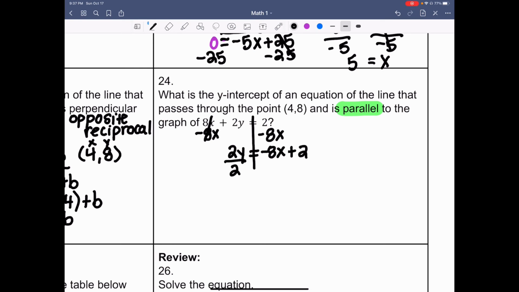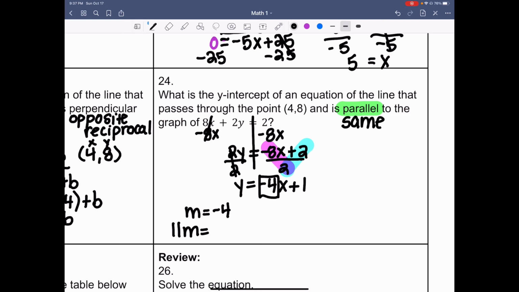We're going to divide by 2, and you're going to need to simplify. So if we simplify, -8 divided by 2 is going to give me -4x. And then I have 2 divided by 2, which is going to give me +1. So my slope is -4. And the parallel slope is the same slope. So remember, parallel, same slope. So this is also going to be -4.